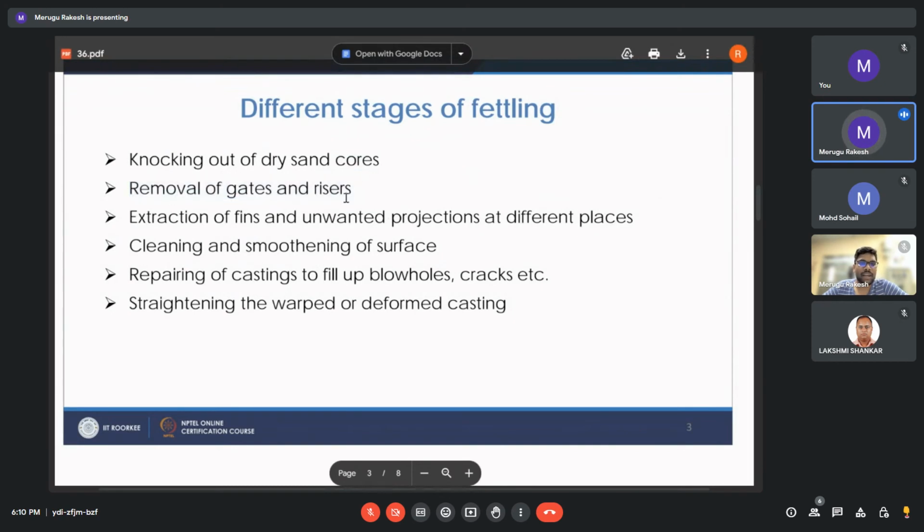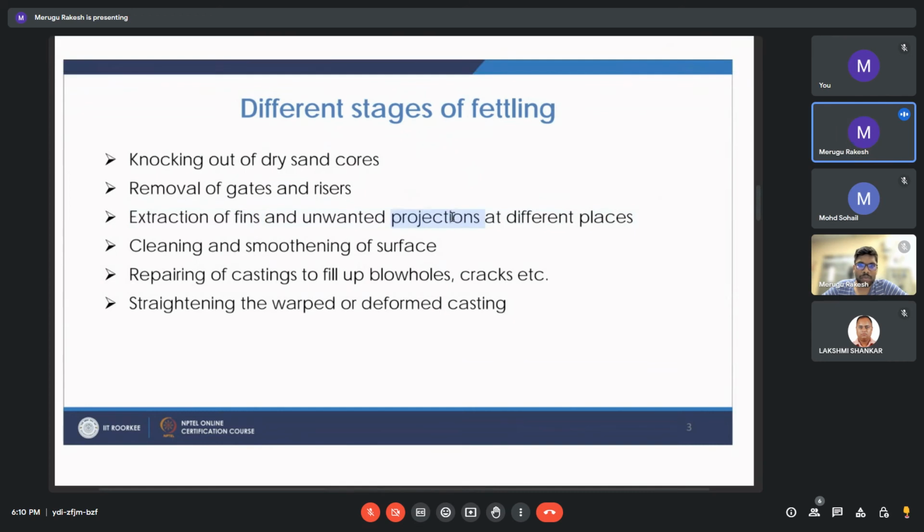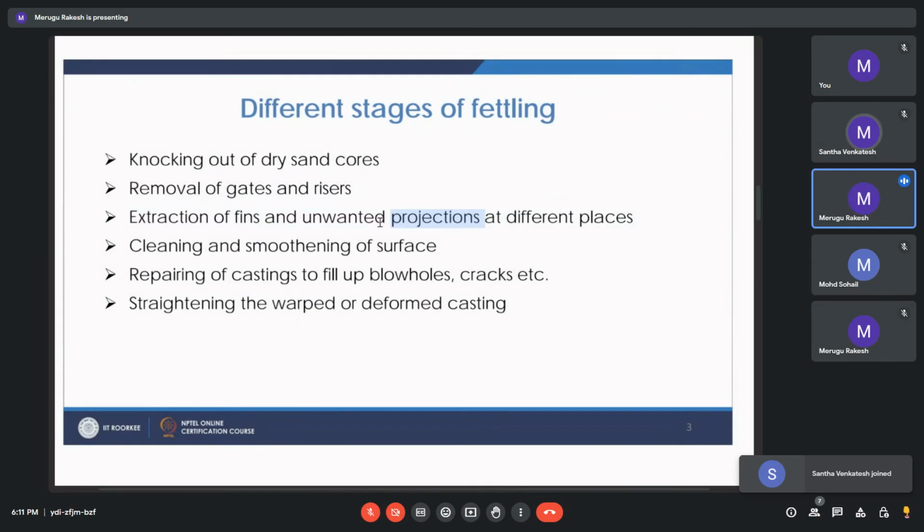Then followed by the removal of gates and risers, then extraction of fins and unwanted projections at different places. These fins and projections are a kind of defect. When the metal is in a very hot state, it has very low viscosity, so it will easily go into the sand gaps, or if the sand grain is too large, the metal will penetrate into it and form some type of projections or fins. That we have to remove.